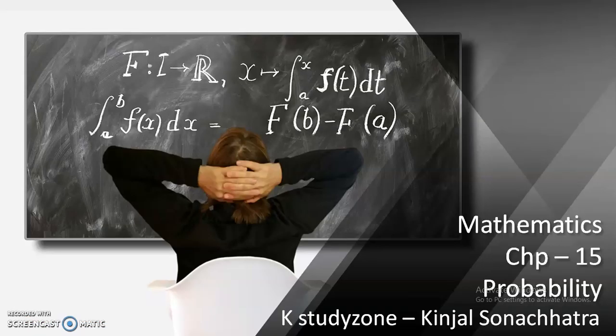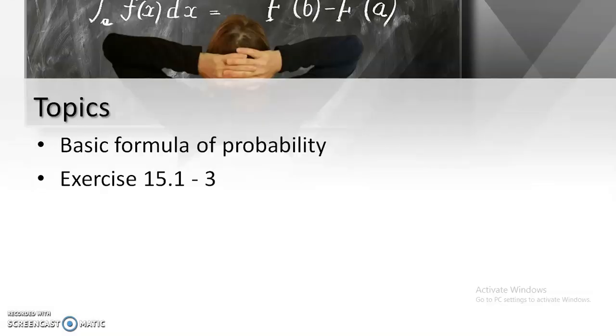This is the 15th tutorial of probability, chapter 15 of standard 9th. In the last session, we discussed sum 2 from exercise 15.1, and in this session, we will discuss the next one, sum 3. So, don't waste time, let's go to the session. Today's topics are the basic formula of probability, exercise 15.1, and in that the third sum.